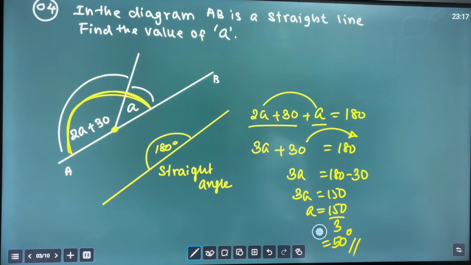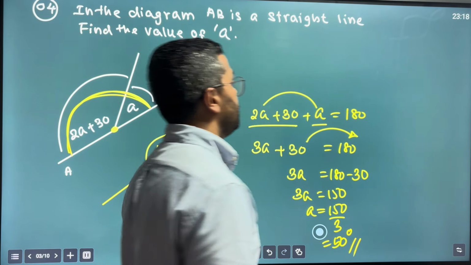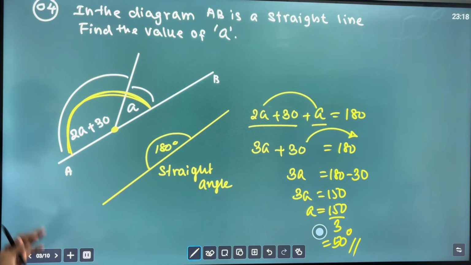Alright. Moving on. Question number 5. Please pause the video and do these questions, and only then check whether your answer is correct or not.